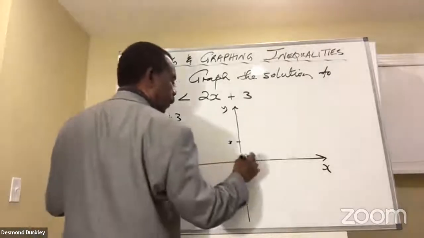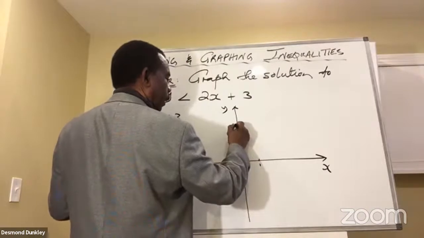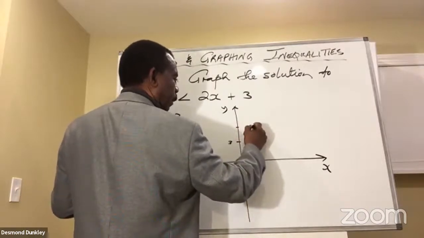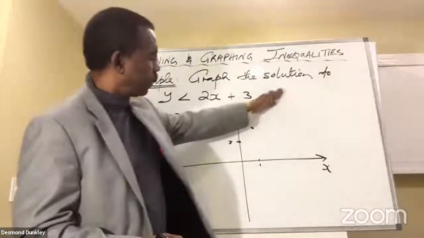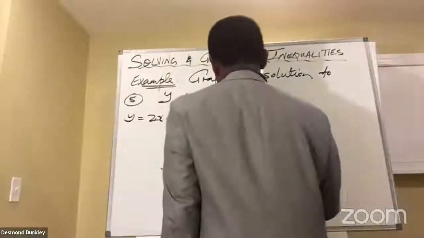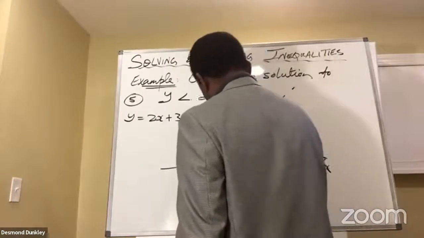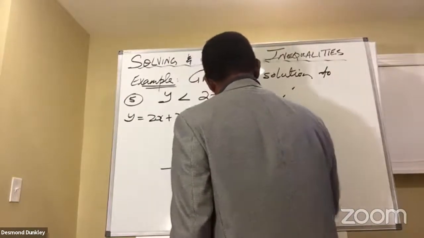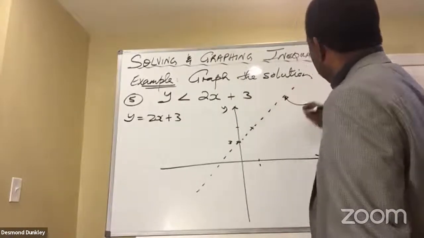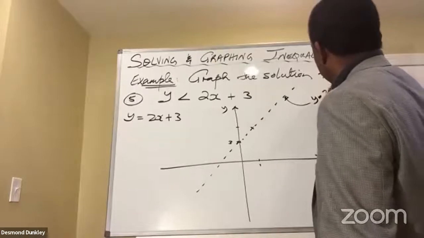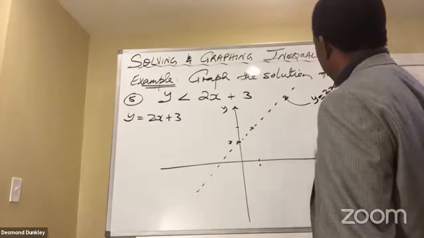So it means that you go 1 across and you end up with 2 up. So your line passes through these 2 points. It's a dotted line, so it's going to look something like this. Okay, so this is it. You label your line, which is your boundary. It is y equal to 2x plus 3. So this is your boundary.